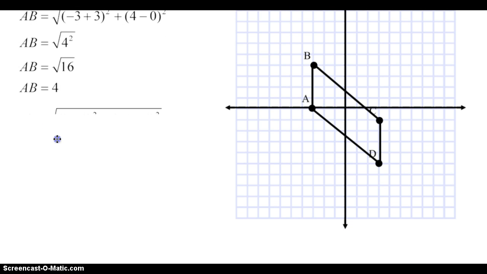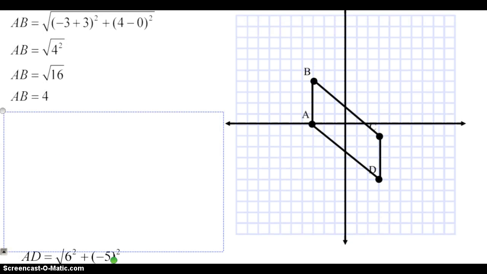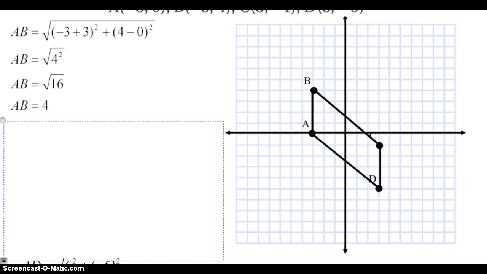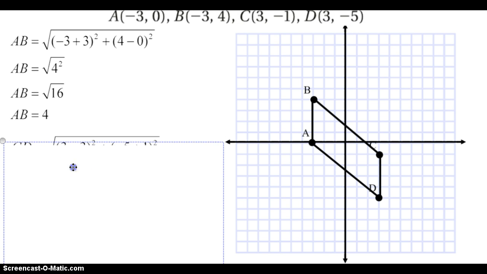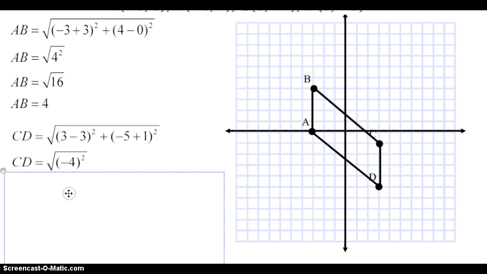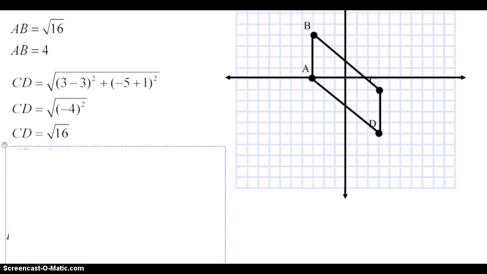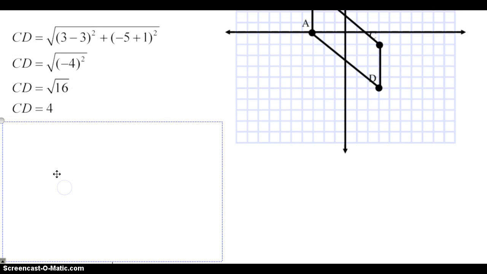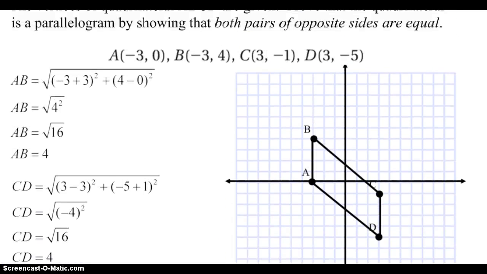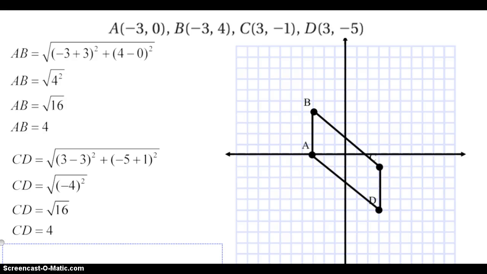I'm going to do that by showing that CD, the one that is opposite it, is the same length. If I do CD, I would get 3 minus 3 and -5 minus a -1, which is plus. So I would get 0 squared and -4 squared. And remember, when we take that negative and square it, it becomes positive. So it's the square root of 16, and that answer is also 4. So right there, I've shown that they're both 4.